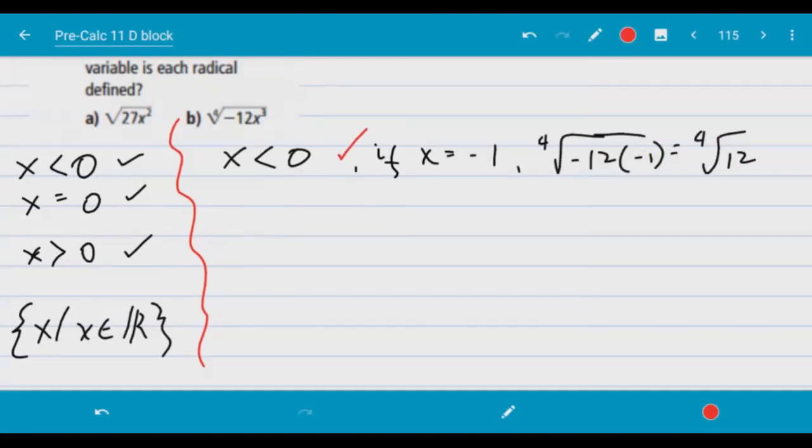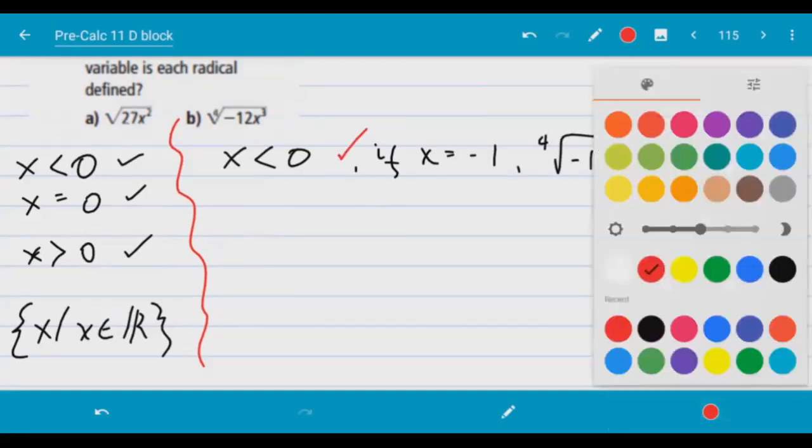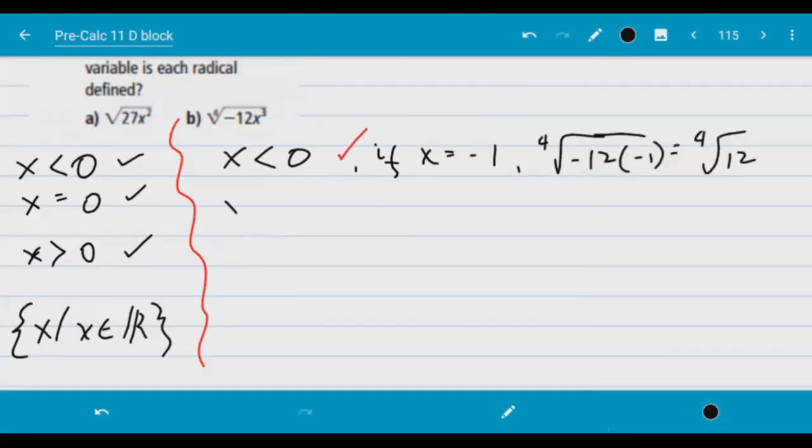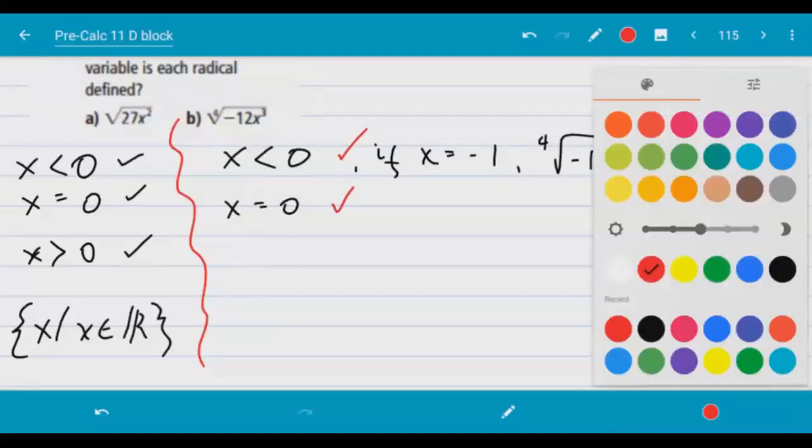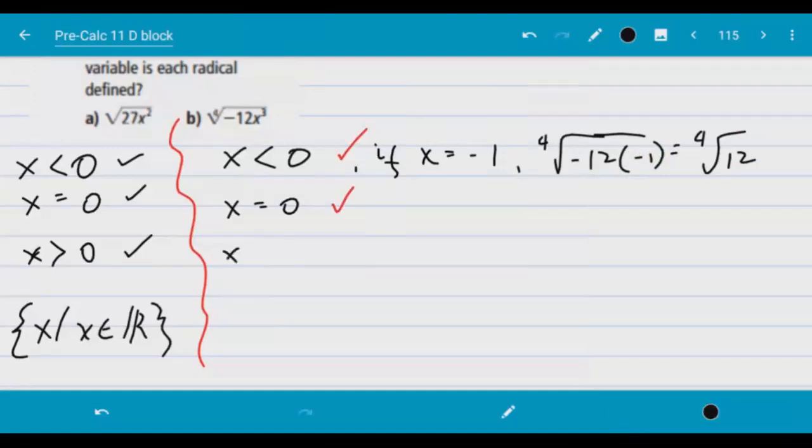Okay. Now, what else? What about if x is equal to 0? Well, if x is equal to 0, that's going to be 0, so that's okay. That means it's going to be defined. What about if x is greater than 0?